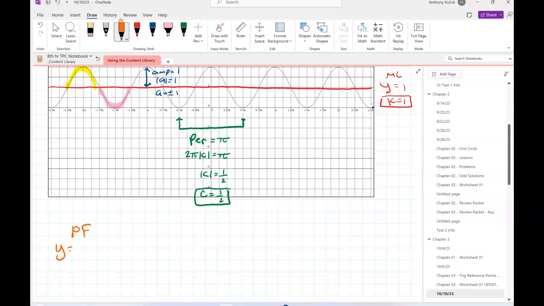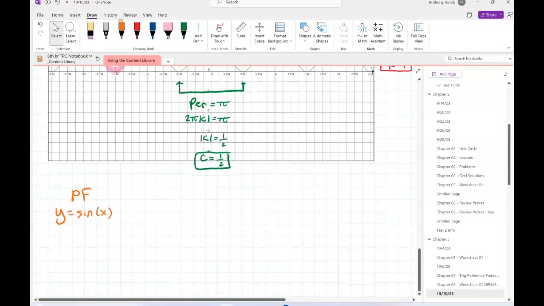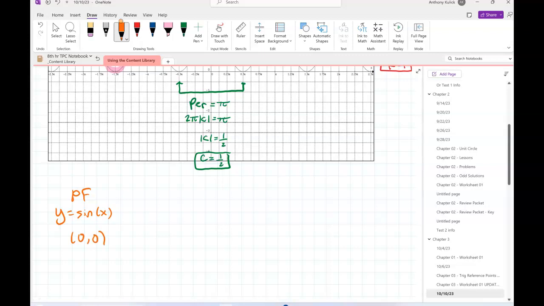Let's go ahead and start figuring out the rest of this. If we're using sine as our parent function, what point do we use? 0, 0. And what kind of point is that? It's always a minimum, midline, maximum.